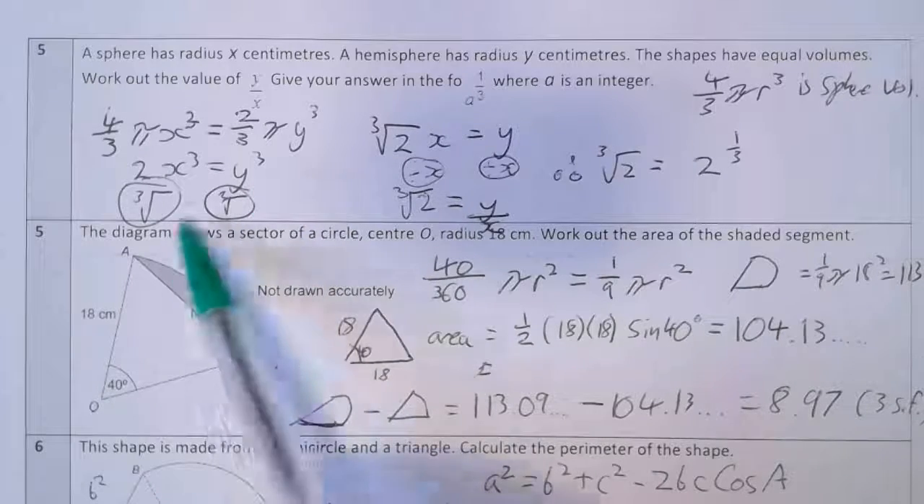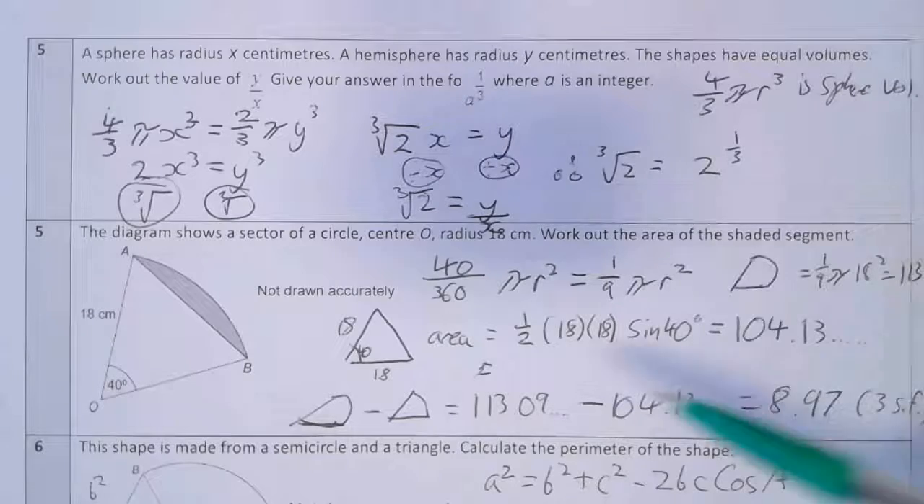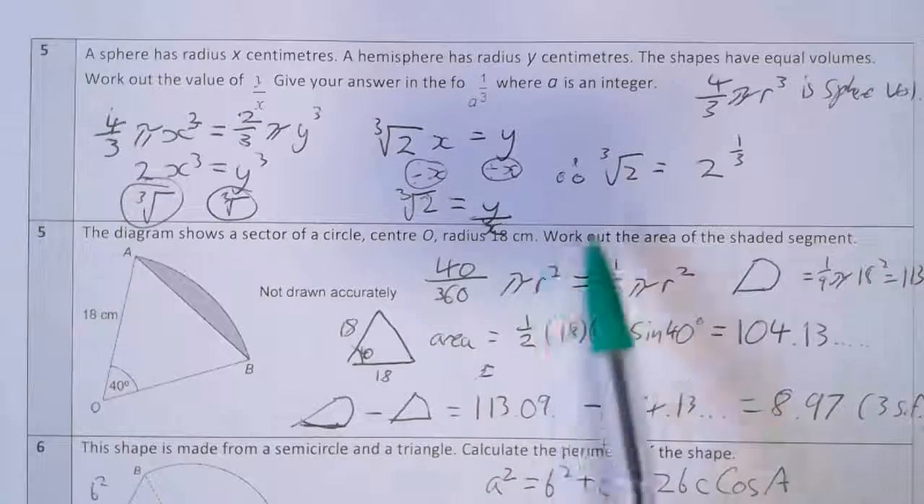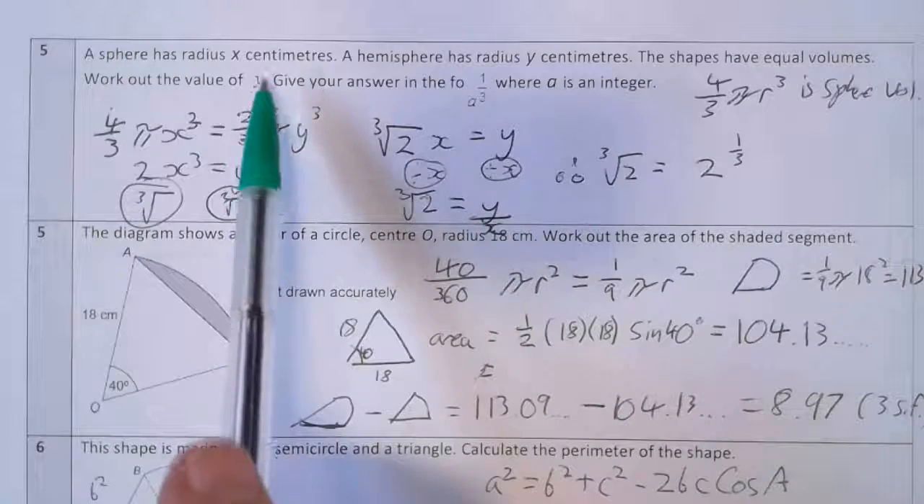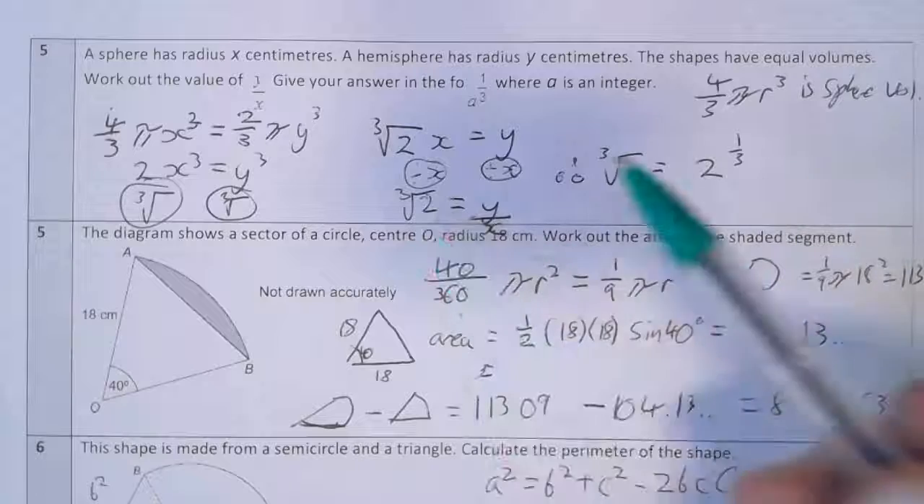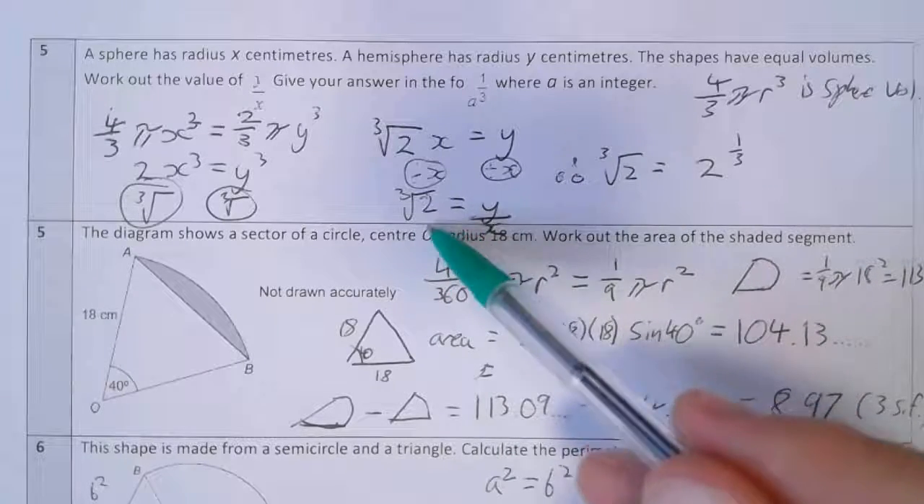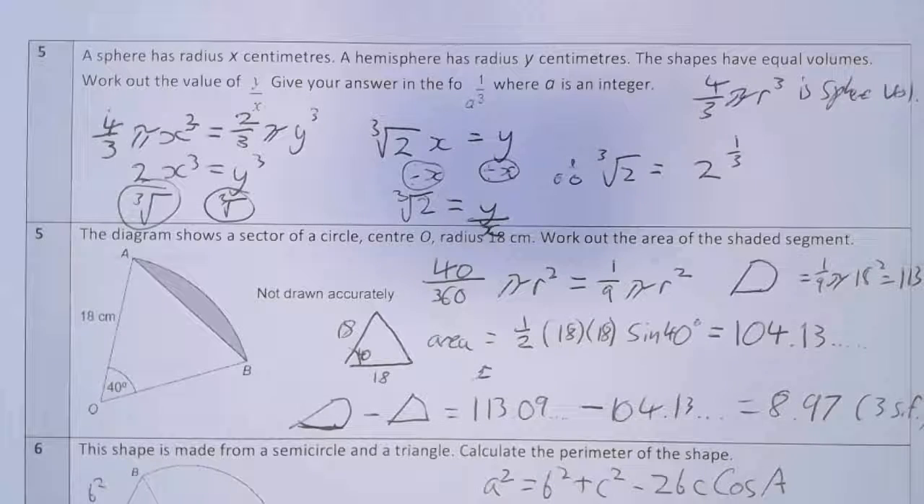Take the cube root of that. That gives me the cube root of 2 times x equals y. And so I now need to divide both sides by x. So on this side I've got y divided by x, and on this side I've got the cube root of 2. The cube root of 2 is 2 to the power of 1/3. I've solved the question.